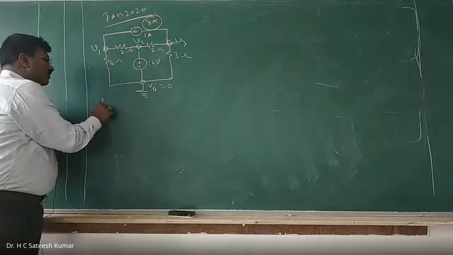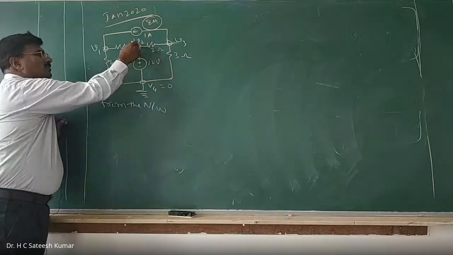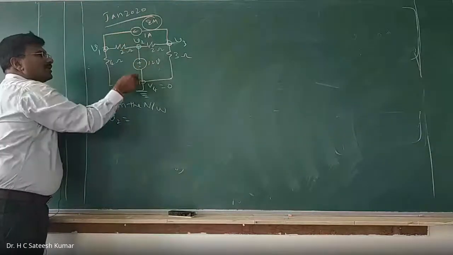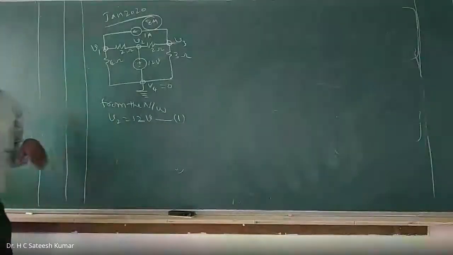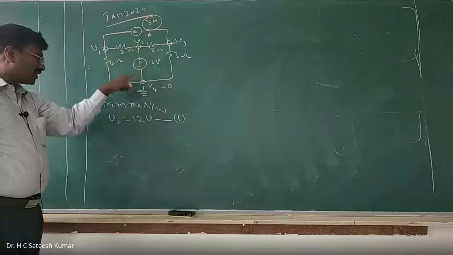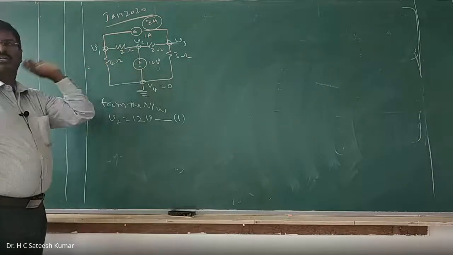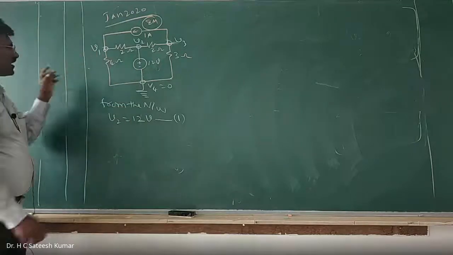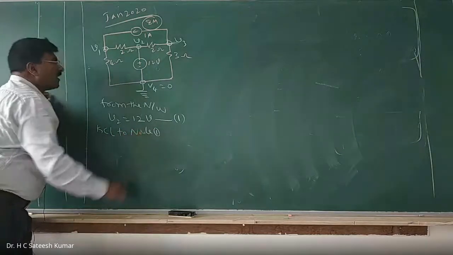From the network, you can easily see that the potential of this node is V2. V2 minus 0 is equal to 12 volts. Directly we get it. Call this equation number 1. Whenever there is a voltage source between a principal node and the ground node without any series resistance, the node voltage is equal to the source voltage itself. So we don't have a supernode. Next, KCL to node 1. How to do it?